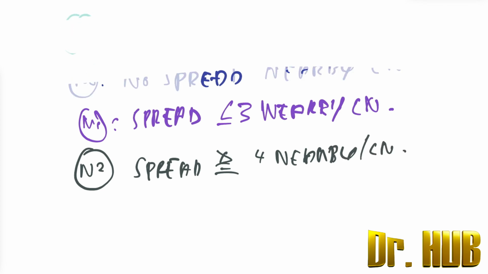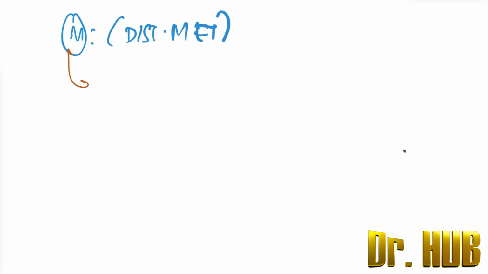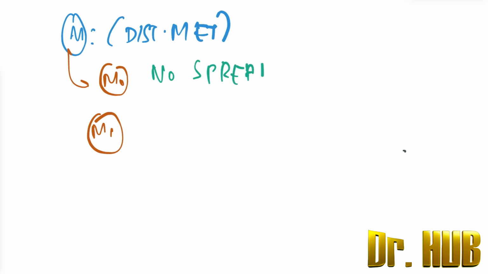Now let's look at the metastasis part. Metastasis, as we know, is written as M. M means distant metastasis. Under distant metastasis, there is M0 and M1. M0 is nothing but no spread to the distant sites.